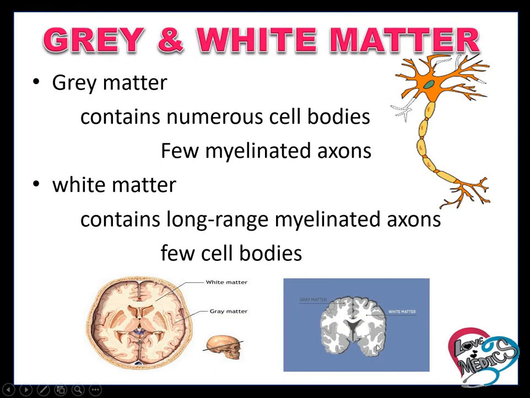Gray matter and white matter. In the brain, gray matter is present on the outside and white matter is present on the inside. Gray matter contains cell bodies of the neuron and a few myelinated axons, and white matter contains long-range myelinated axons and a few cell bodies.